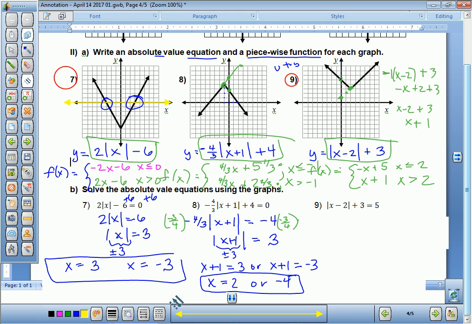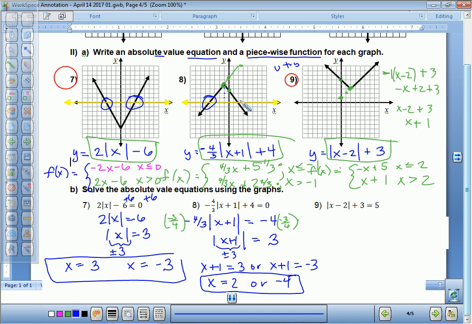Now, if I came back and checked it, we want to know where it equals 0. So once again, y equals 0. Now, what is this value? -4. What is that value? +2. So if I plug in -4, I get a true statement. If I plug in 2, I get a true statement.